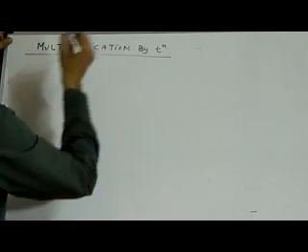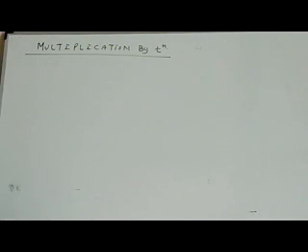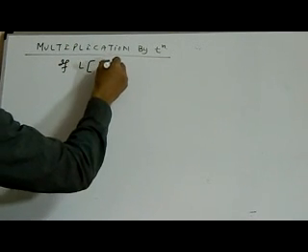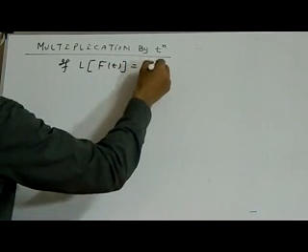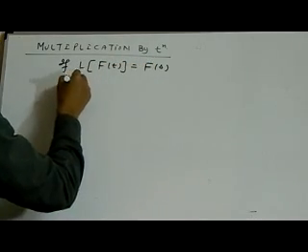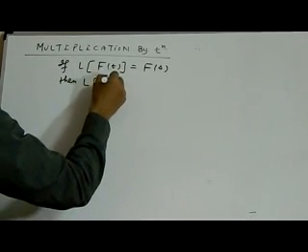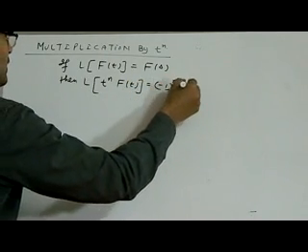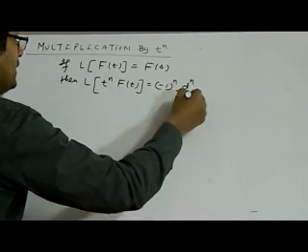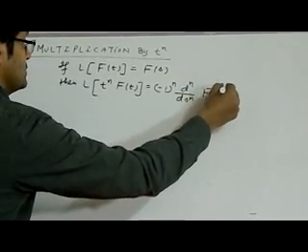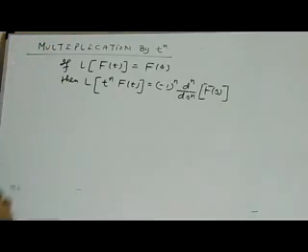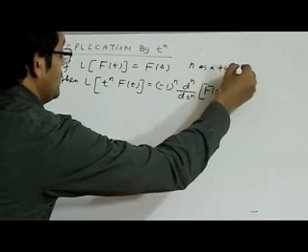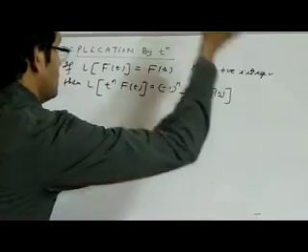What this rule is suggesting to us is that if L of f of t is f of s, then L of t to the power n into f of t is simply minus 1 to the power n d n by d s n of f of s. This thing we had done. And please note that here n is a positive integer.